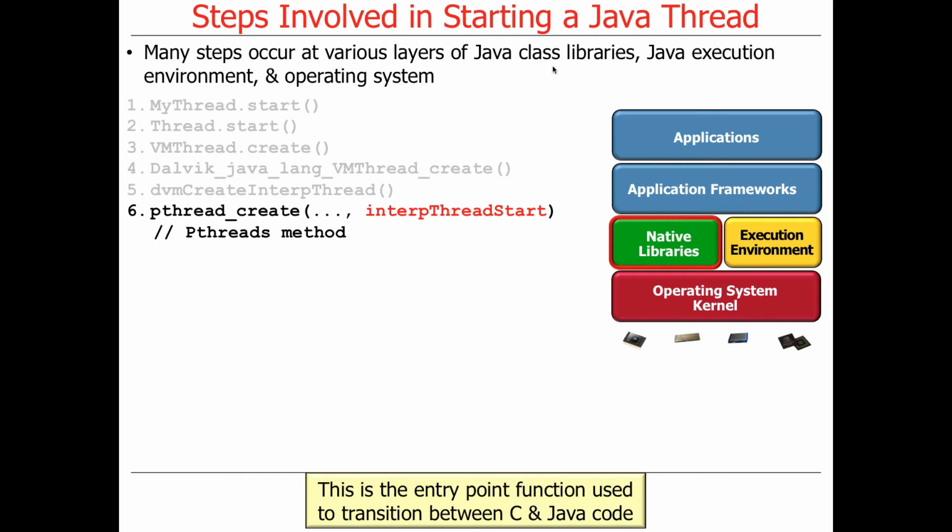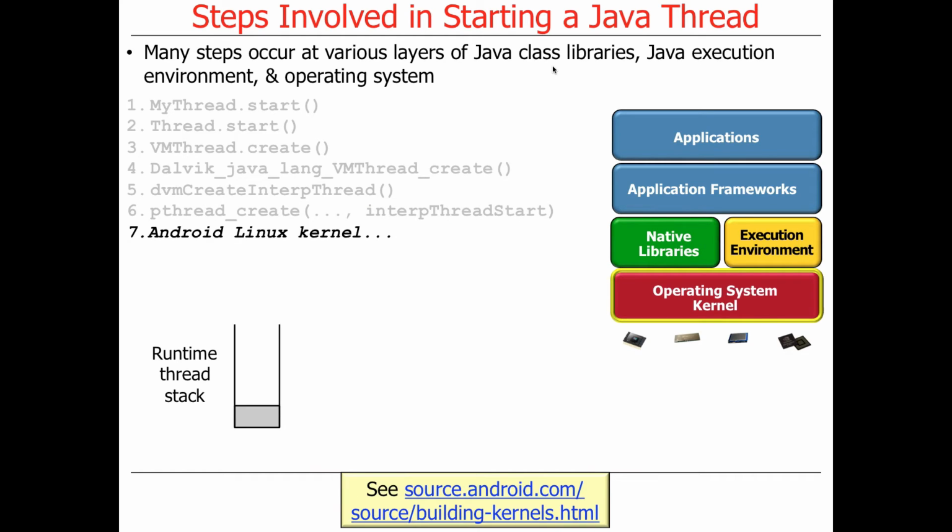And this pointer to a C function is the entry point that allows us to transition between C code. Notice we're in C code right now. We started out by making a Java start call on Java code. We quickly found ourselves in the VM implementation, which is written in C, or C++. And now we're down into pthread create. This is provided by the standard libraries on Linux. And now we've got interp thread start. And now we're going to transition inside the Android Linux kernel.